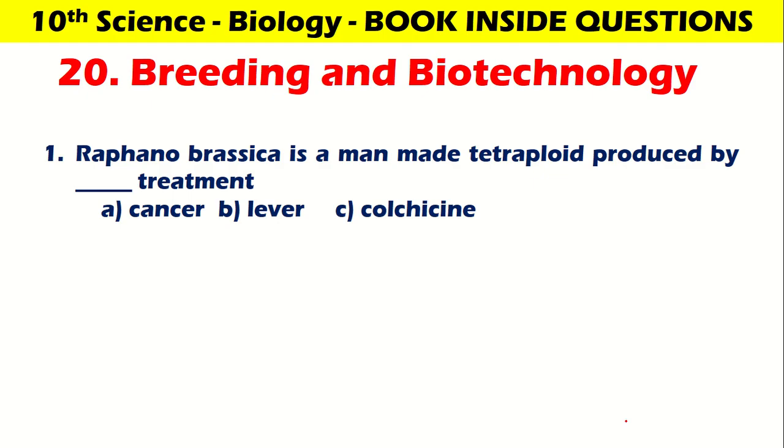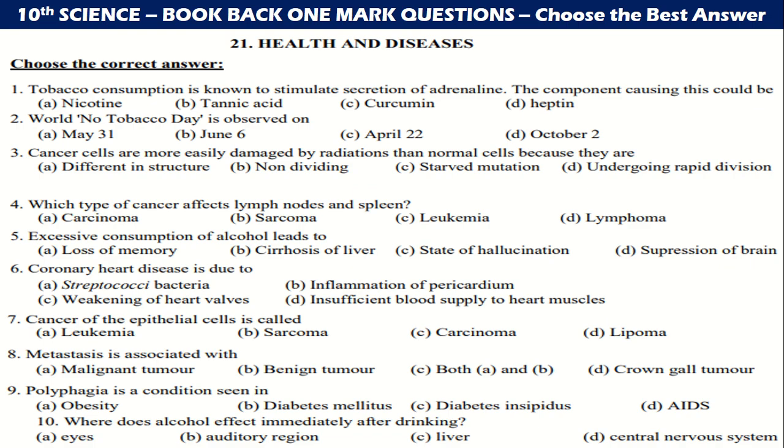Let us go to the next one. It is a book inside question. Raphanobrassica is the man-made tetraploid produced by crossing, which is used for treating which one? That will be used for the colchicine treatment. Then goes to the next one.